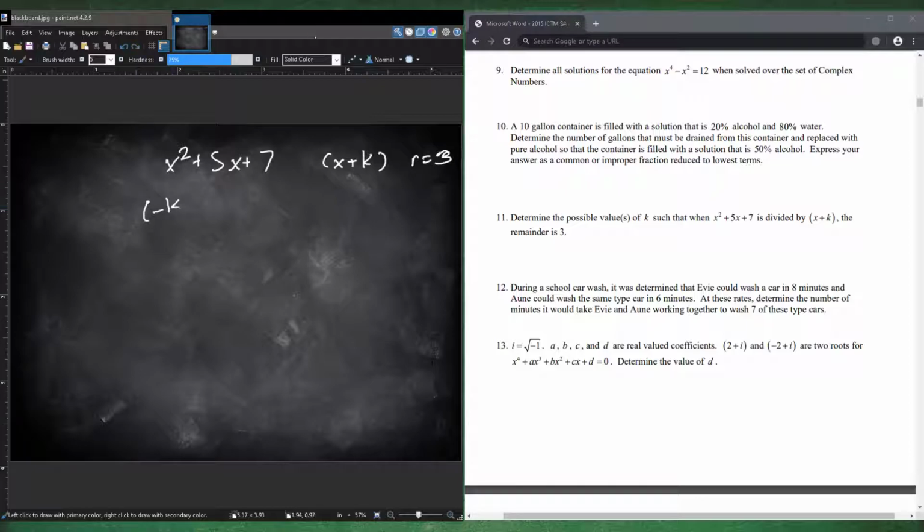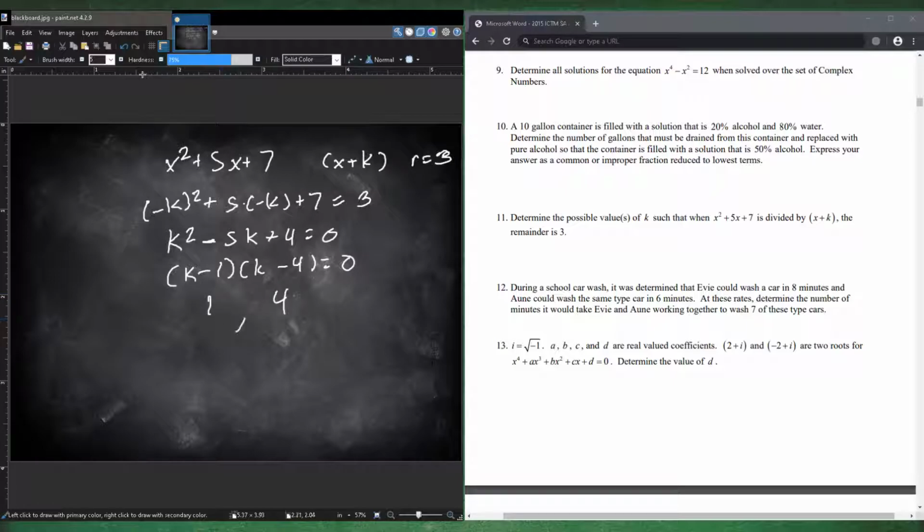So negative k squared plus 5 times negative k plus 7 is equal to 3. So we have k squared minus 5k. 7 minus 3 is plus 4 equals 0. So that factors out as k minus 1 and k minus 4. So we have k equals 1 or k equals 4. So those are both our solutions. So our answer for number 11 is 1 and 4.